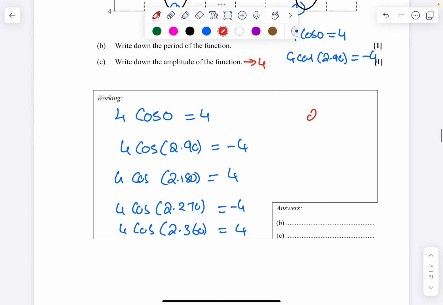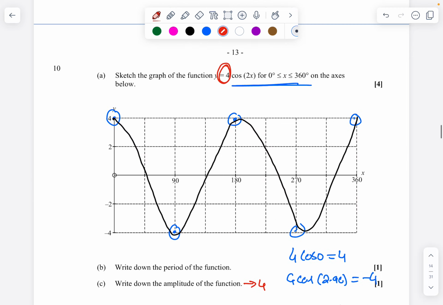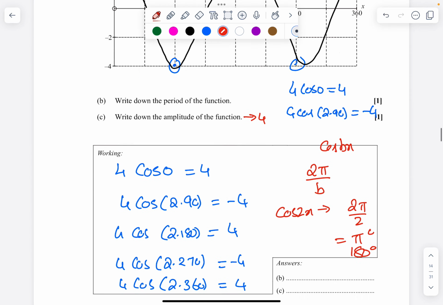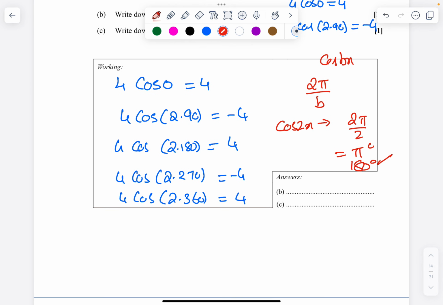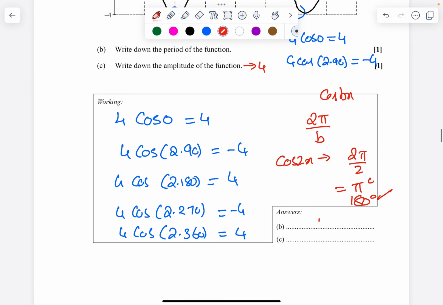Period is 2 pi by b for cos bx. We have cos 2x, so it's going to be 2 pi by 2, which is pi radians, or 180 degrees. Because the question is in the form of degrees, we have to write the answer also in degrees. So the period is 180 degrees and the amplitude is 4.